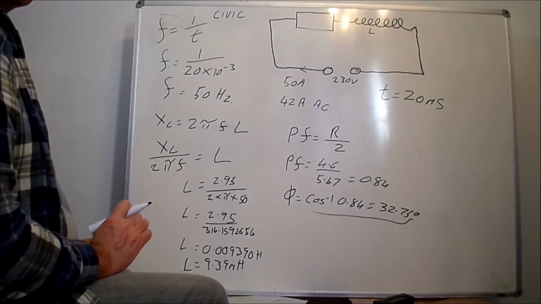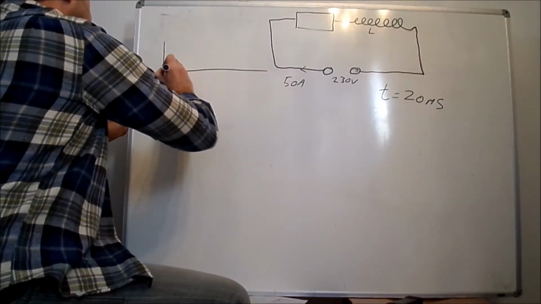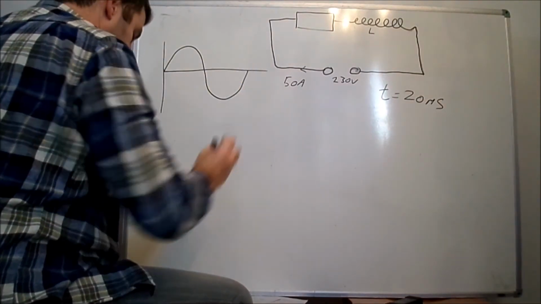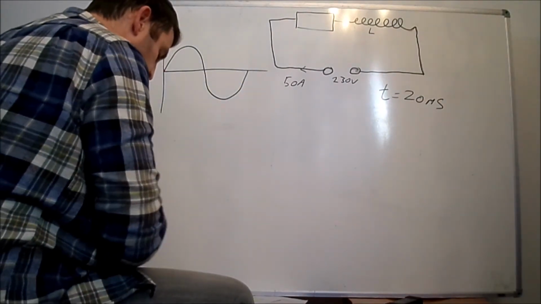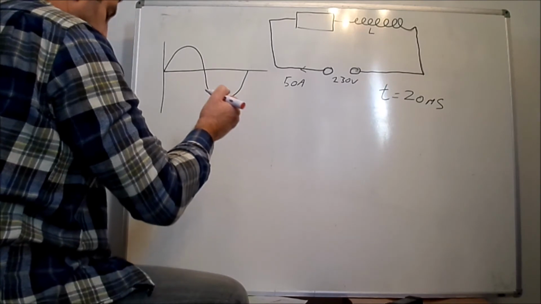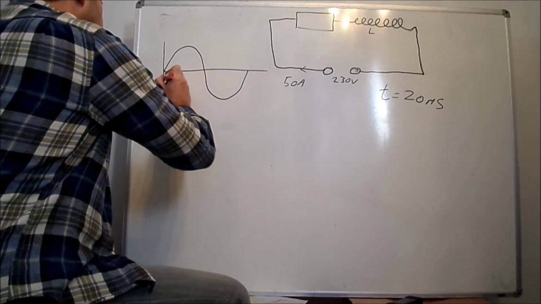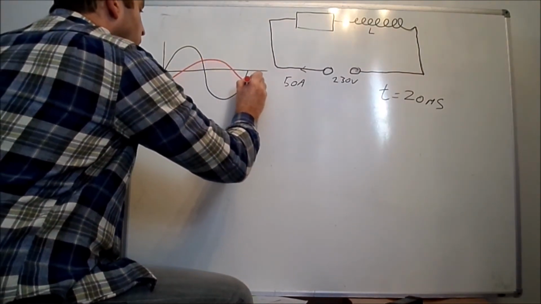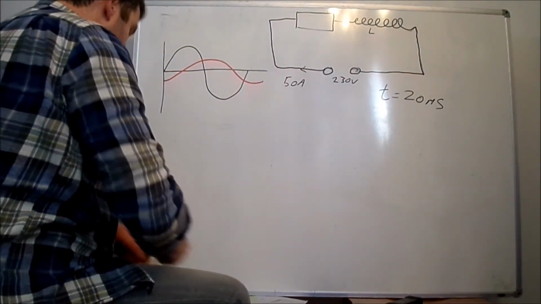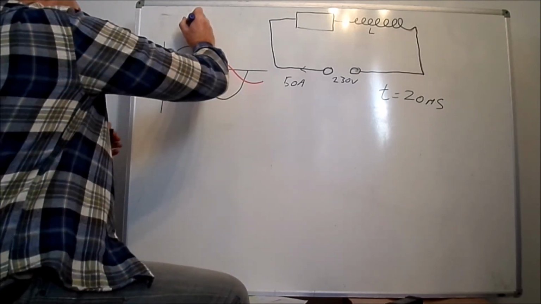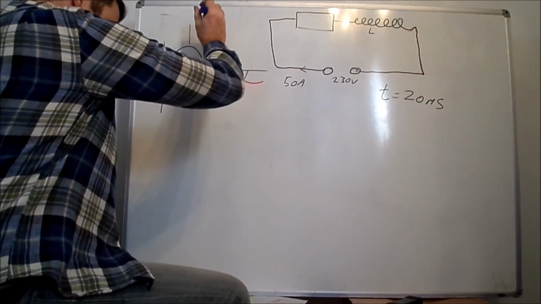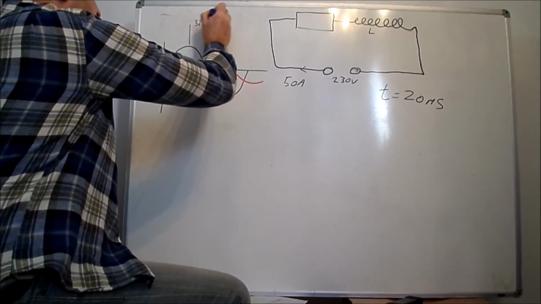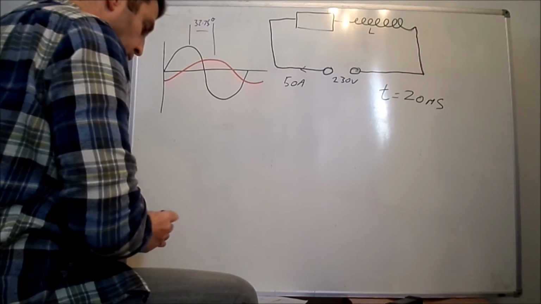We'll have a look what that looks like now. So I'm going to clean the board off. So if we say our voltage is always our reference, so the V is there, and I is going to lag V by about 32.75 degrees, and we can say that I is going to be going something like that, and the difference between the peaks is going to be 32.75 degrees. Okay, good. All so far so good.